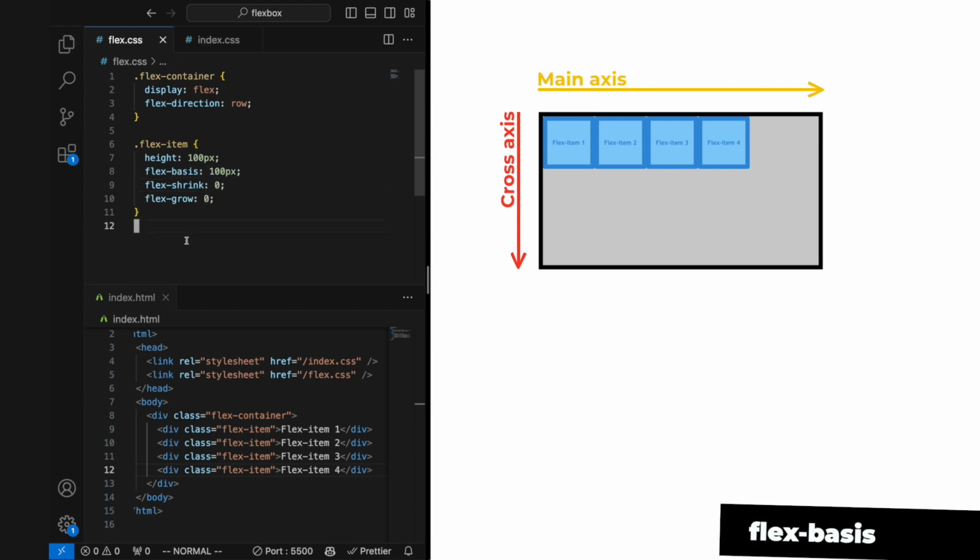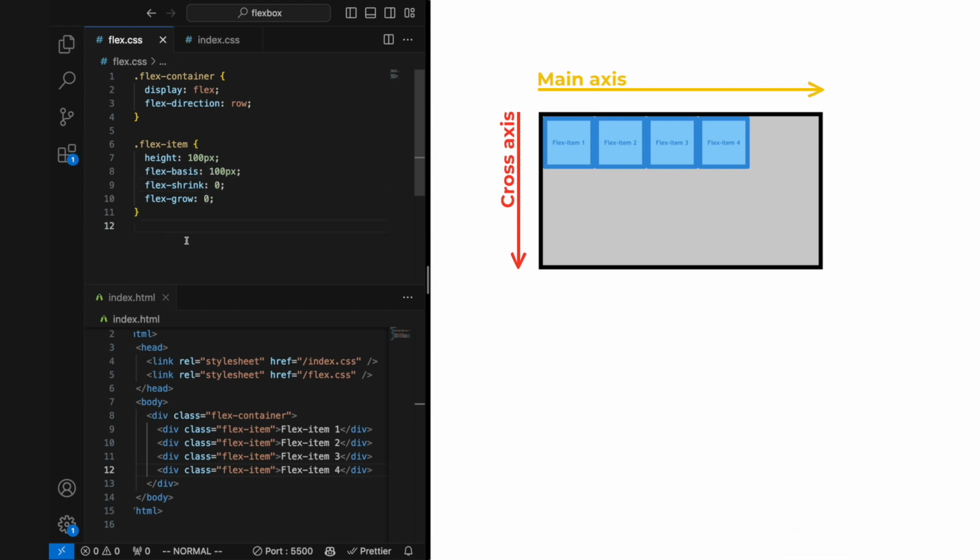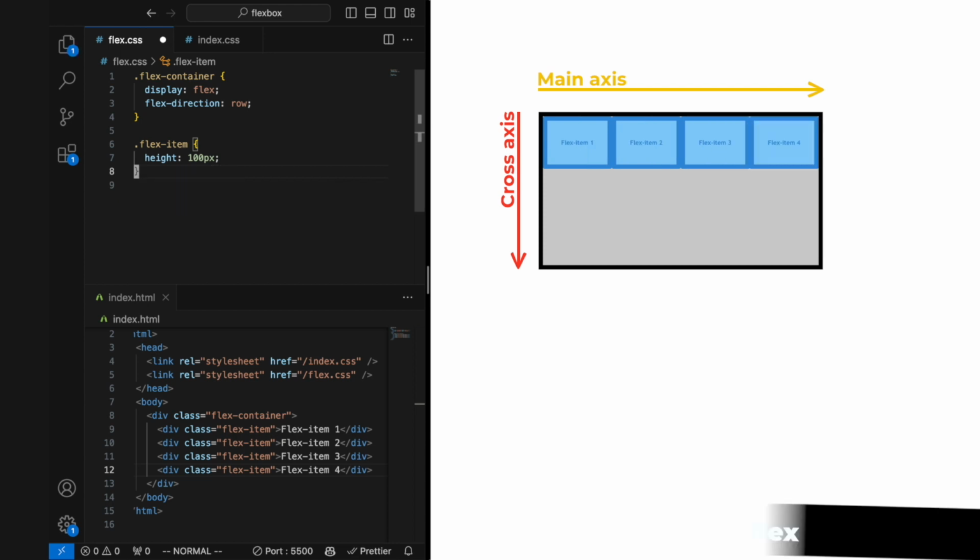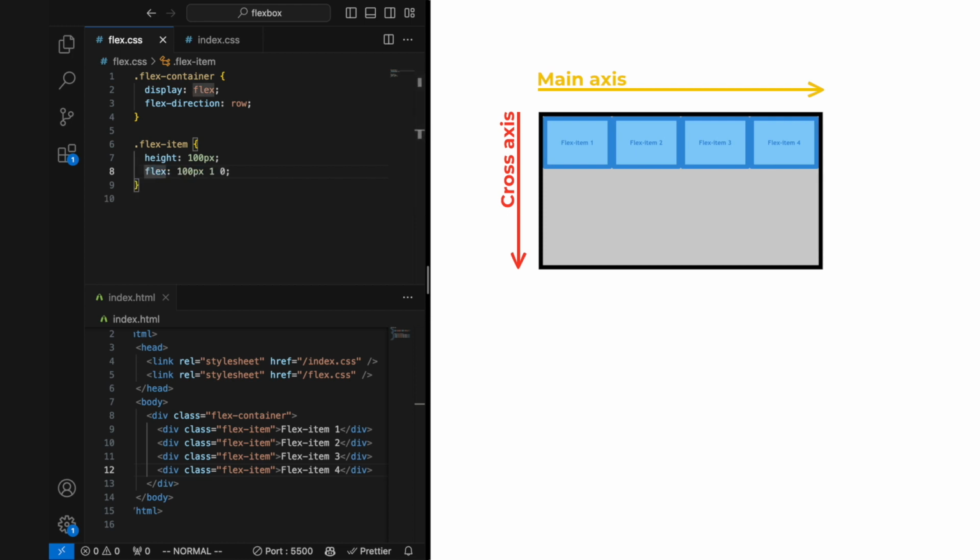Flex basis tells the flex item how much space it should try to take before growing and shrinking. In this case, we've set it to 100 pixels, but we can give it any value like 200 pixels or percentages and so on. Flex is short for these three properties. You can, for example, write flex 100 pixels, 1 and a 0, which means flex basis 100 pixels, flex grow 1 and flex shrink 0.